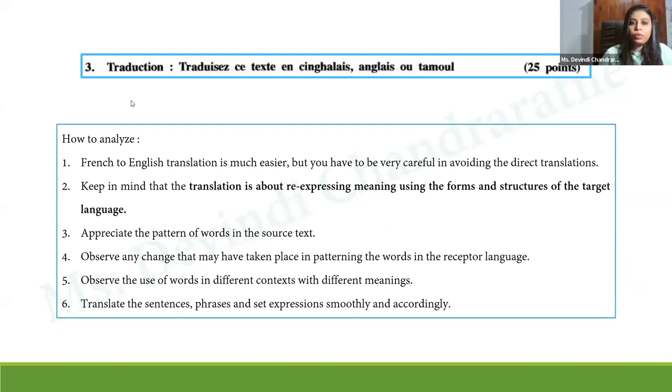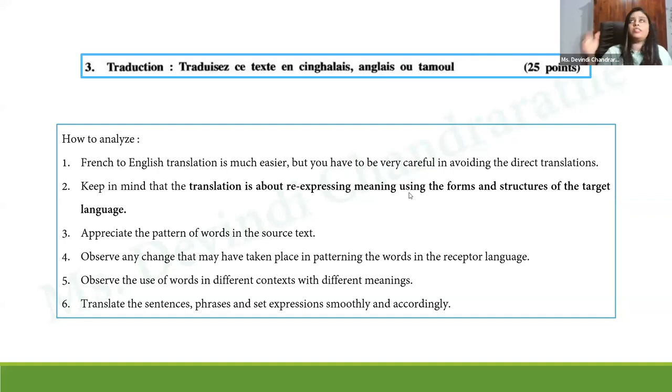Then the translation thing. So this is a French to English translation. When it comes to translations, I have some suggestions for you, because tackling translation may seem very easy, but actually it's not that easy, because we are just going through set modules, set phrases and all, right? So we are just tackling those sentence patterns. So when it comes to translation, it's a bit tricky, right? So make sure that you understand.